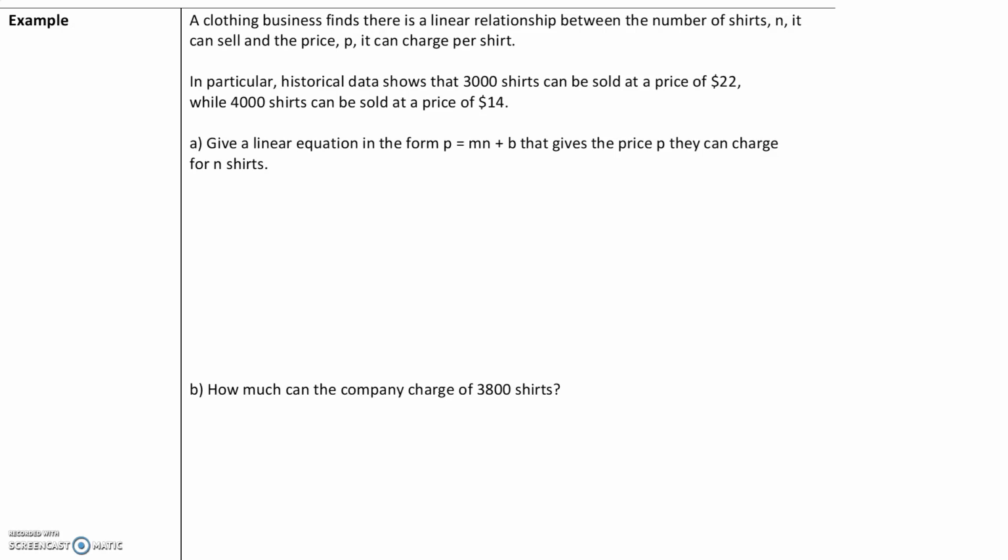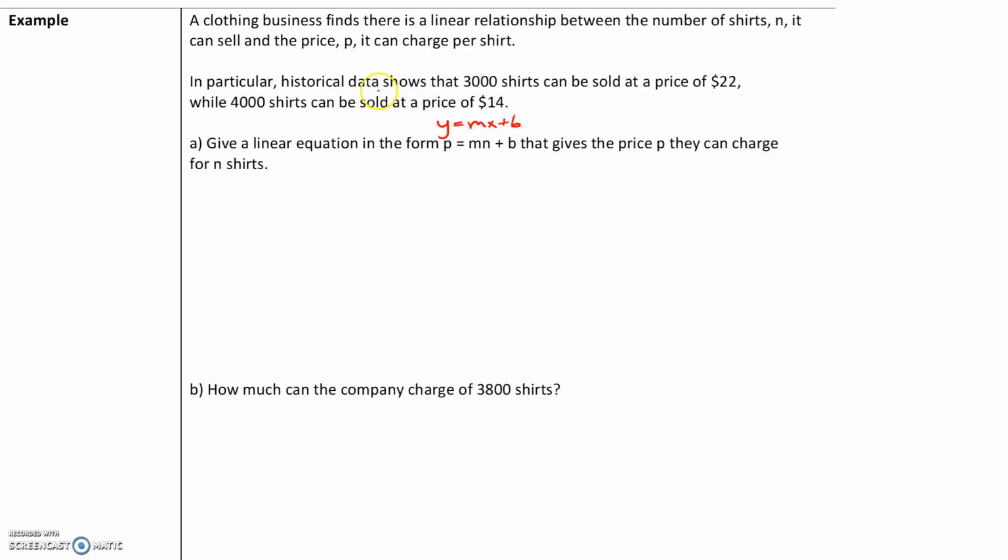So you've got to think of it like this. This is in the form of y equals mx plus b. So the price P, that's like the y variable, and the N, the number of shirts, that's like the x variable. Okay, so let's go ahead and write each of these as two ordered pairs.